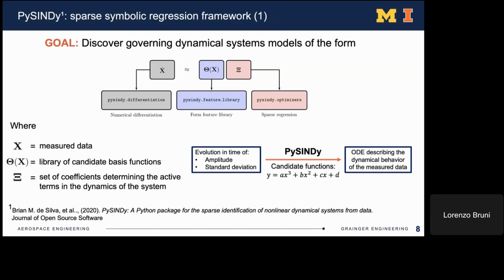And in our case, to give you an example, the inputs were the evolution in time of the amplitude and the standard deviation of our fitted Gaussians. Then we used PySINDy with polynomial functions of third order as candidate functions, finding an ODE describing the dynamical behavior of the measured data.